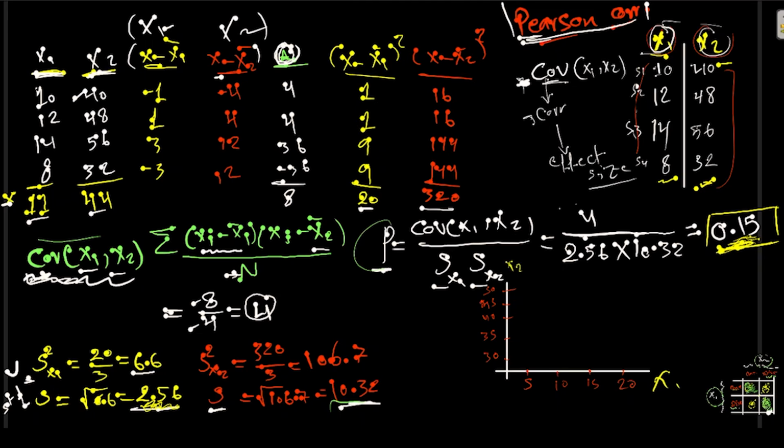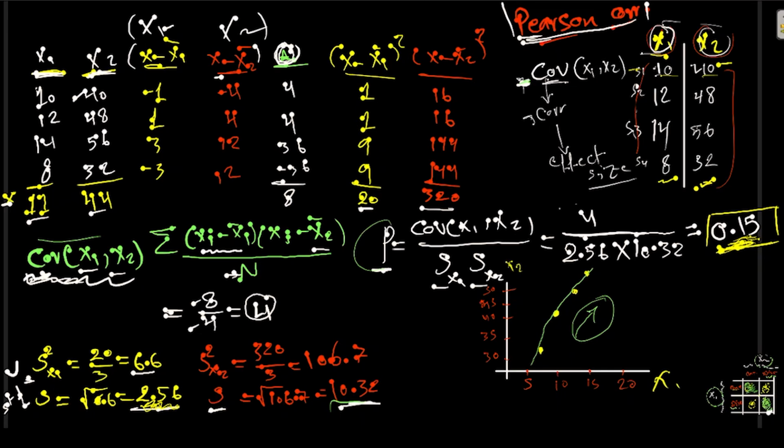The first subject is at the point 10 and 40. Then we've got 12 and 48, then 14 and 56, and then 8 and 32. Now, if I connect the dots, you can see the pattern happens to be in this direction, right? I can easily see there is a kind of positive relationship. We need to quantify this. This is the study of covariance, as we explored before.